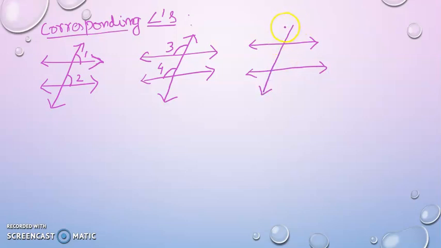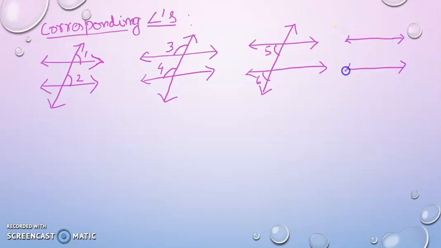So again we will check for corresponding angles. Angle 1 and angle 2 are corresponding angles. Similarly on the other side, on the left side of the transversal, angle 3 and angle 4. Now if I take this angle and this angle, 5 and 6, this is also a corresponding angle. Understand it carefully, students.